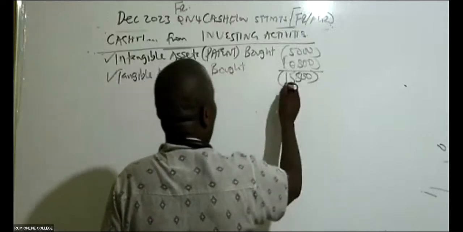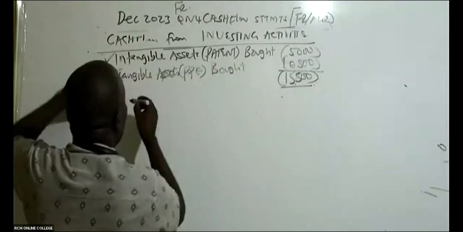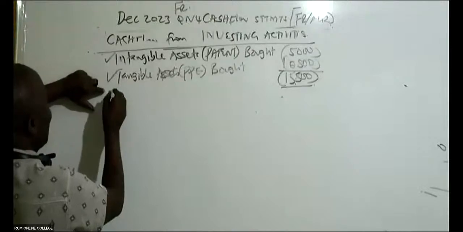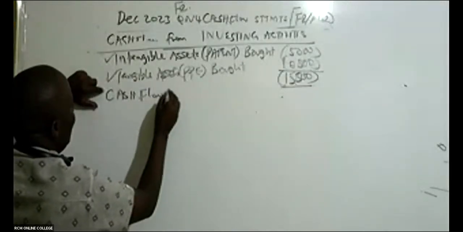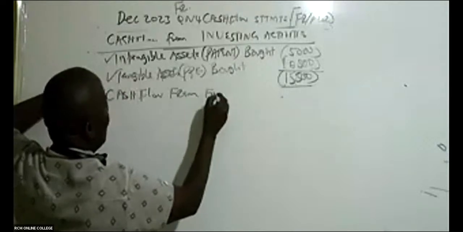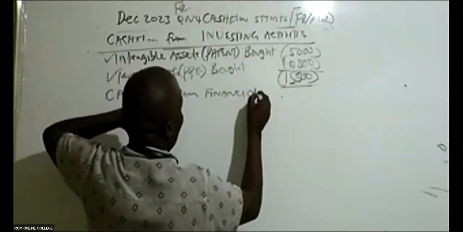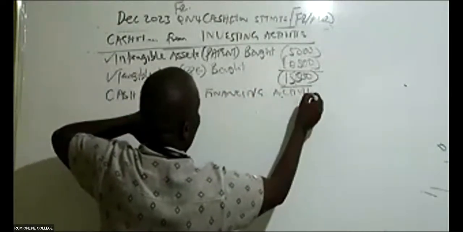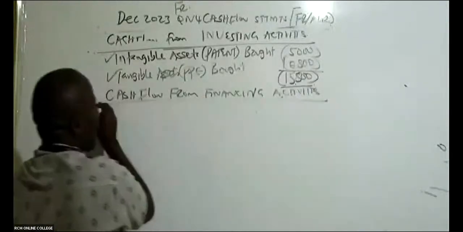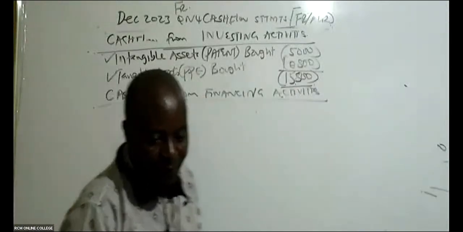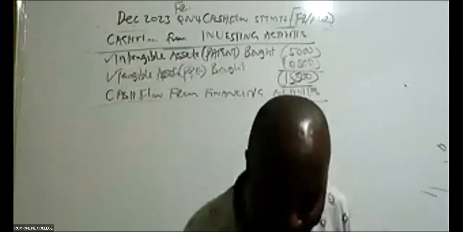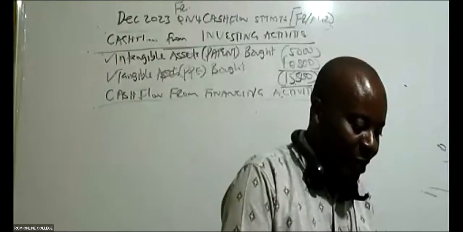With your permission, now I will be able to go to cash flow from financing activities. Cash flow from financing activities. Up to here, are we together somehow? I have to add ink to my pen a little bit, but up to here, are we together?